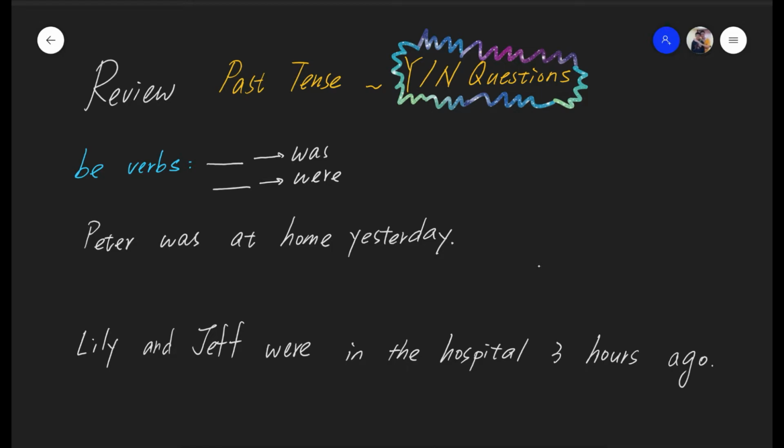Today in the video, we're going to talk about how to make yes/no questions with the past tense. First, we're going to talk about how to use be verbs to do so.